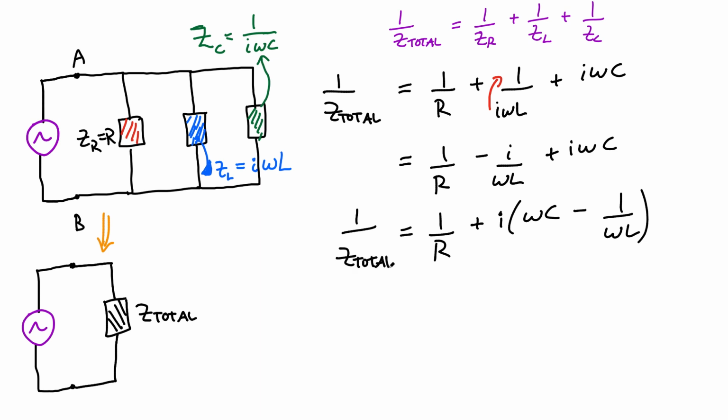At the end, what we're really looking for is the magnitude of the total impedance. So what you have to do now is, if you have a complex number, let's take any complex number, a plus ib.